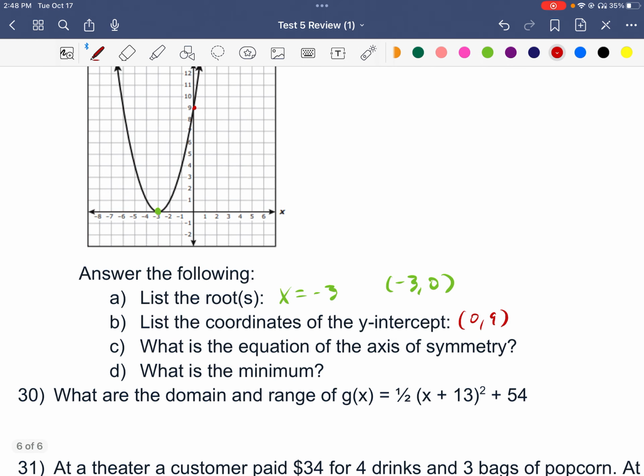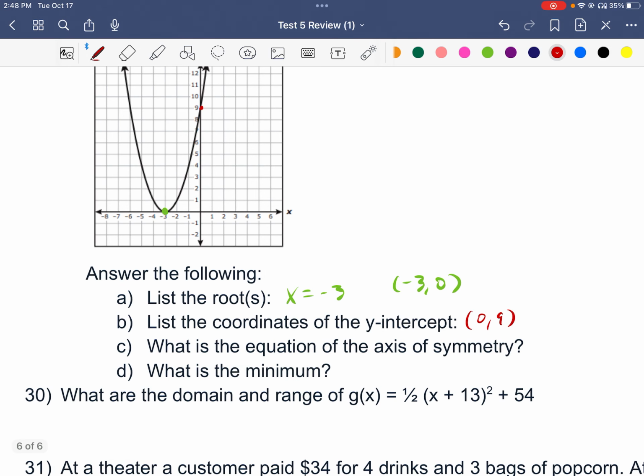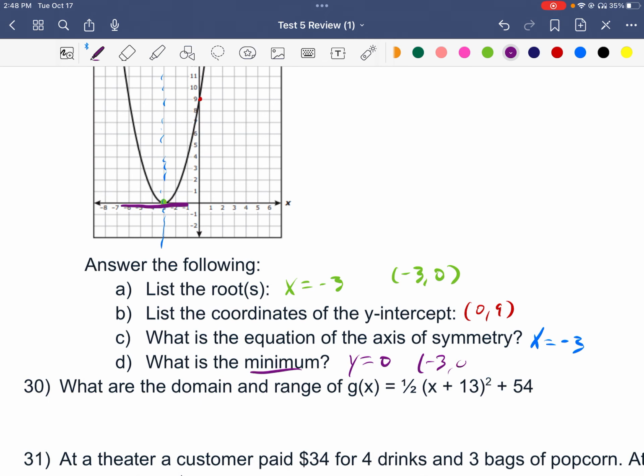What is the equation of the axis of symmetry? So that's the line that divides it in half. It's the x value of the vertex. So x equals -3. What is the minimum? So the lowest that this line goes, the lowest value would be y equals 0. That's the lowest it goes. Also, it might be saying, in regards to the vertex being a minimum, if it was looking at a point, maybe like that. But yeah.